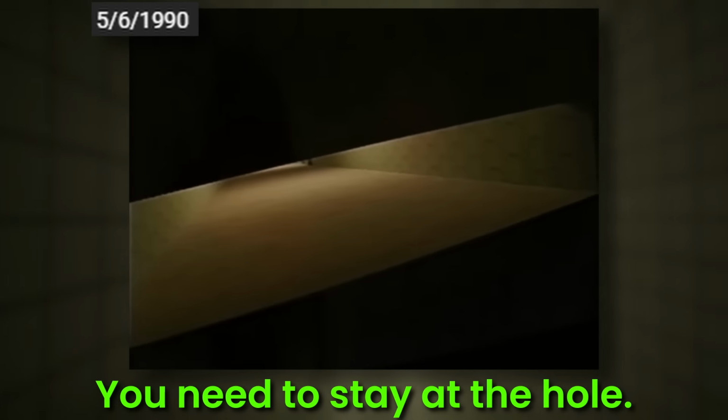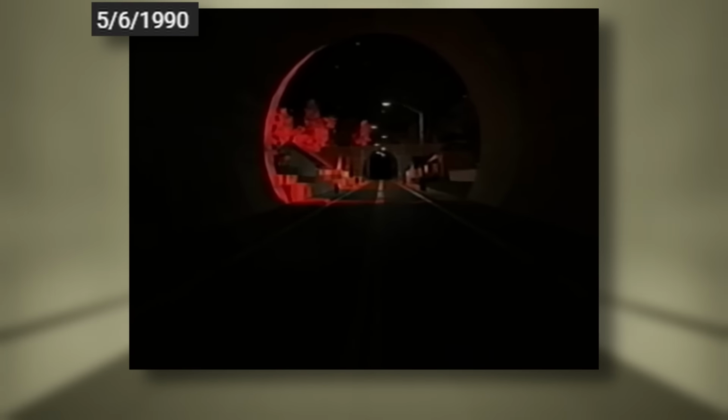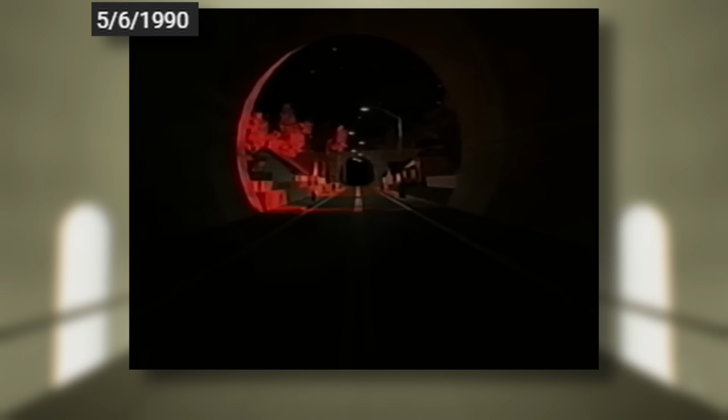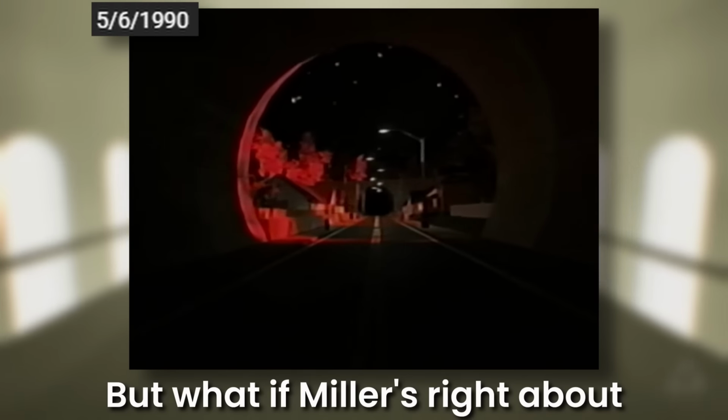under the gap in the wall. You need to stay at the hole. George will be back any minute, then we can assess the situation from there. Shh. But what if Miller's right about the null zones?